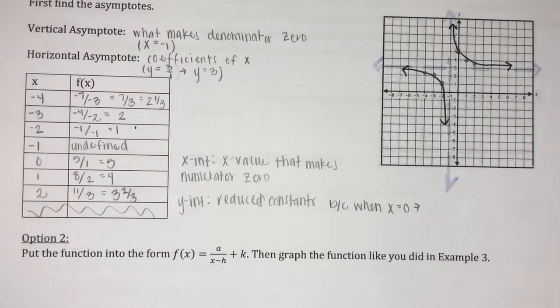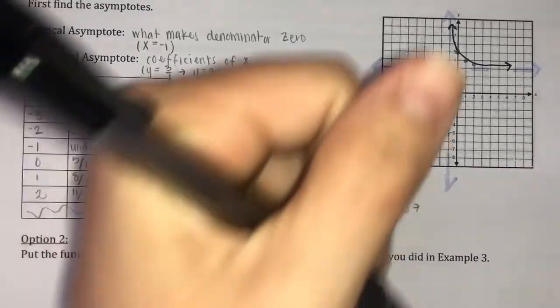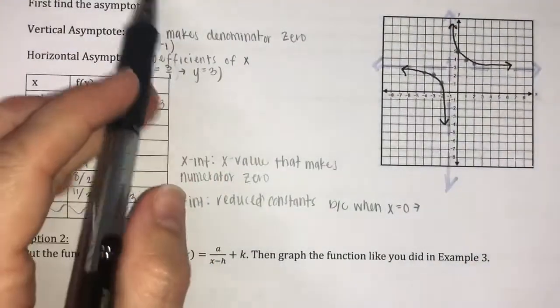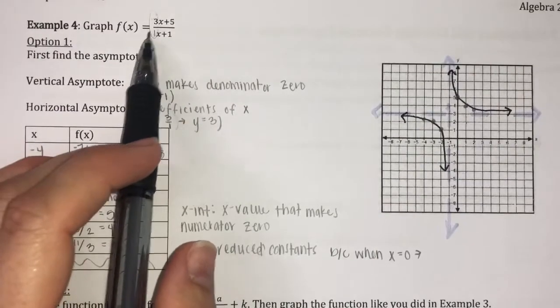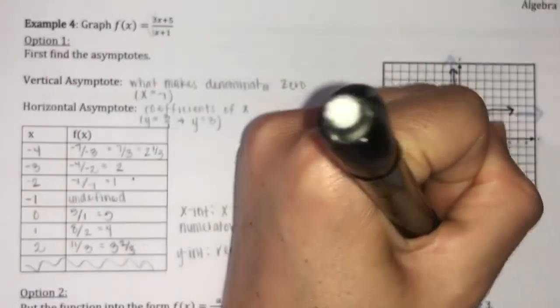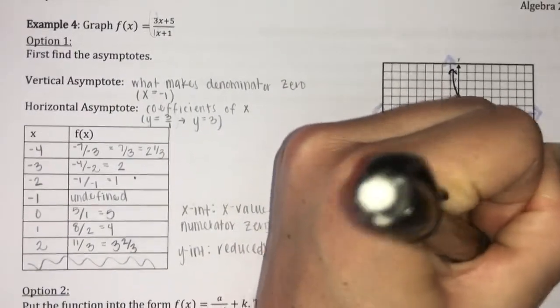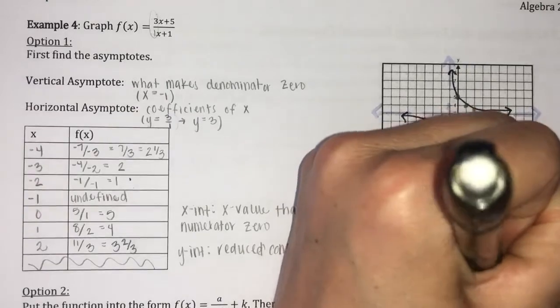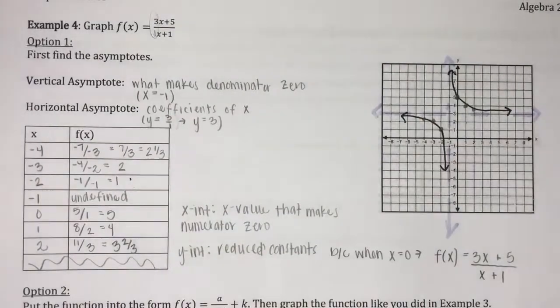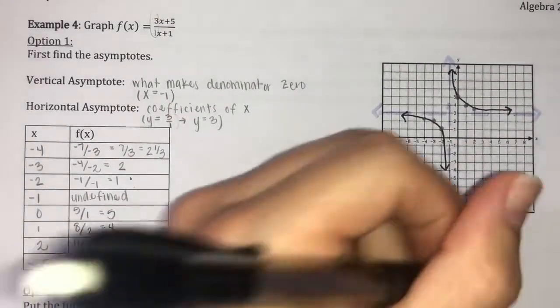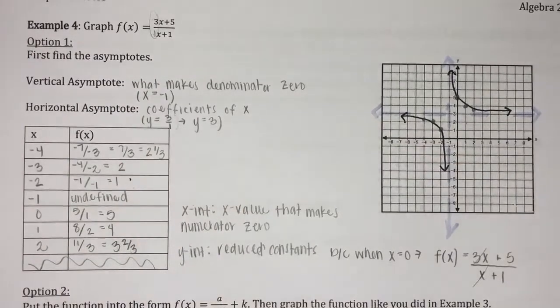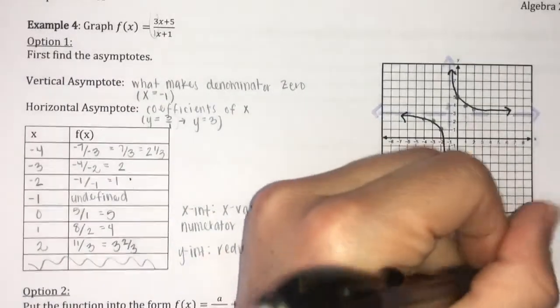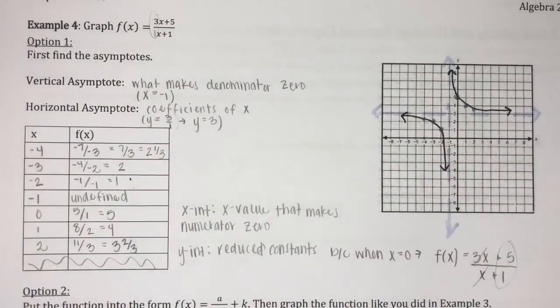Okay, so to find the y-intercept, you just have to reduce the constants, because if you find x equals 0, then f of 0 cancels out the x terms. So if our function is f of x equals 3x plus 5 over x plus 1, substituting in x equals 0 cancels out this term, and you're just left with the constants. And then you would reduce them to get the y-intercept.